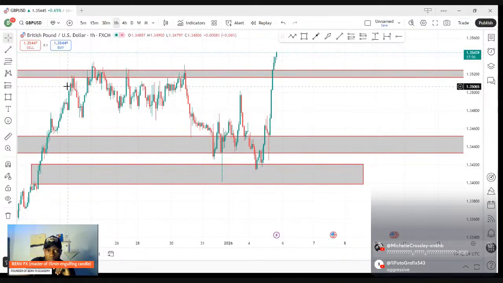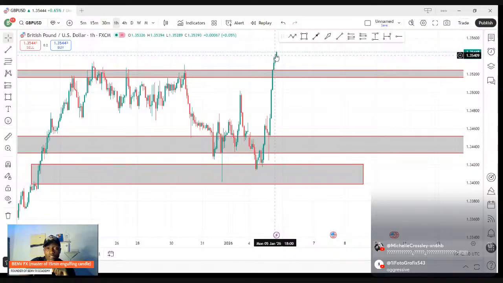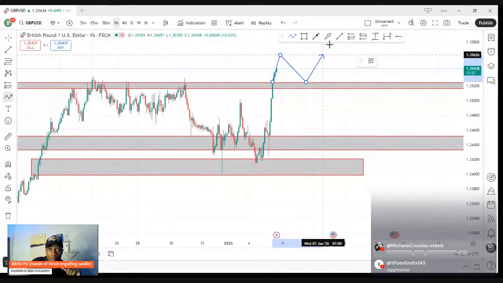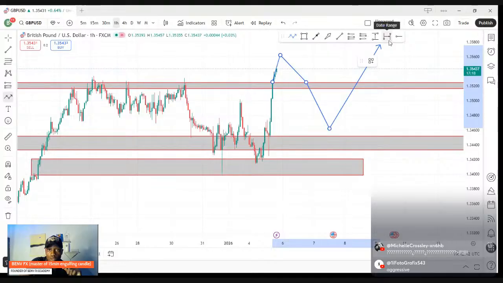Previously it was a resistance level, but now that the market has broken it to the upside, it automatically turns into a support level. So when the market breaks any resistance level, it automatically turns into a support level. Either the market comes to this support level and goes to the upside, or it comes down to fill this particular gap here before it moves to the upside.